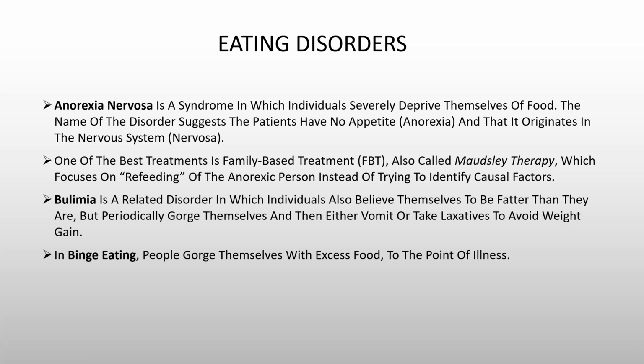One of the best treatments is family-based treatment, also called Maudsley therapy, which focuses on refeeding of the anorexic person instead of trying to identify causal factors. There might be lots of causal factors, a lot of emotional damage, a lot of psychological harm being done to this person. But in the short run, what they really need is to be refed, because anorexia can be very lethal for these individuals.